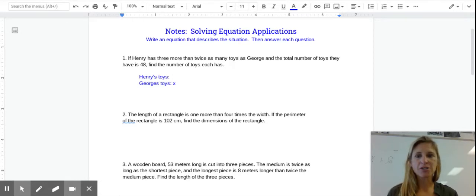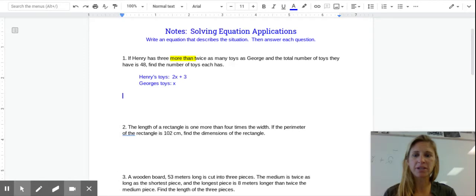So this is what we did yesterday. 3 more than means I'm going to add. 3 doesn't come first because more than is a turnaround word. So when I see the more than, I know I'm going to be turning around here. So the 3 is going to come after the addition. And twice as many toys as George does. Well, twice as many as George does is 2 times the amount George has, and George has X. So that is my first setup.